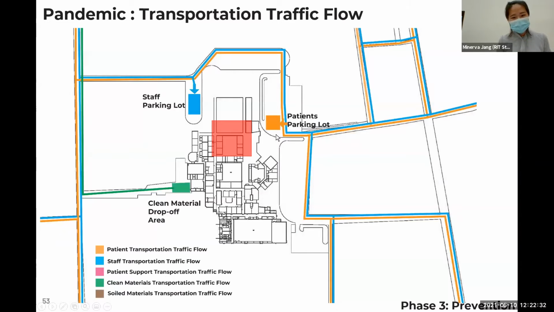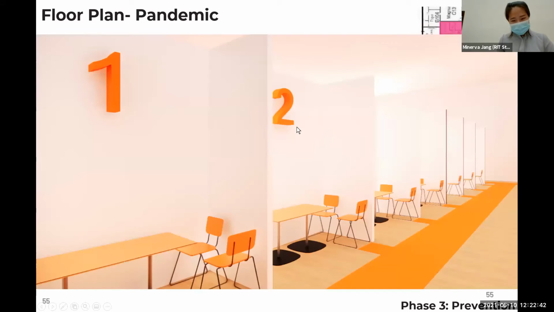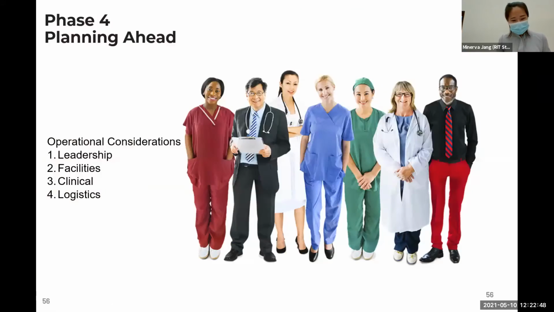And this is the external connectivity for phase 3 of the pandemic. I have 72 cubicles for the vaccine area. And this is the image of the wayfinding and signage in the vaccine area.